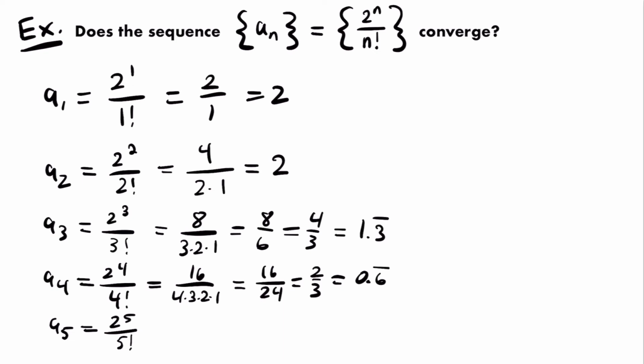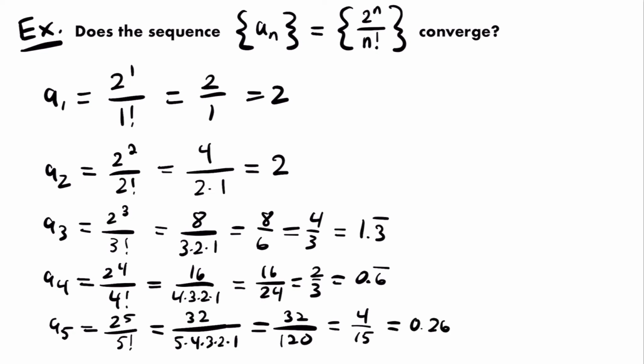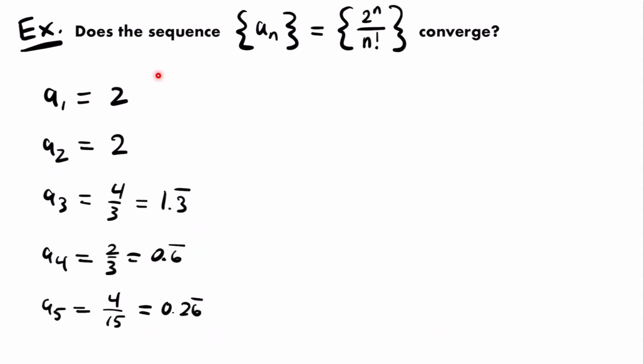And then for our last term, a sub 5, this will be equal to 32. That's 2 to the 5th power divided by 5 factorial, which is 5 times 4 times 3 times 2 times 1, and that is equal to 32 divided by 120. And that reduces to 4/15, and that is equal to 0.26 repeating. Okay, so now that was a lot of work, and so if I clean this up a little bit, here are the 5 terms that we just found. A sub 1 is 2, a sub 2 is 2, a sub 3 is 1.3 repeating, a sub 4 is 0.6 repeating, and a sub 5 is 0.26 repeating.